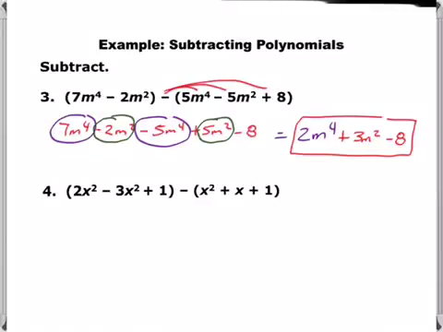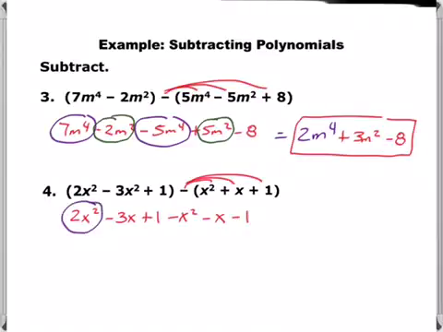So question 4, we've got 2x squared minus 3x squared plus 1 minus x squared plus x plus 1. So we're going to distribute the negative throughout the second quantity. So I've got 2x squared minus 3x plus 1 minus x squared minus x minus 1. I'll combine my like terms.